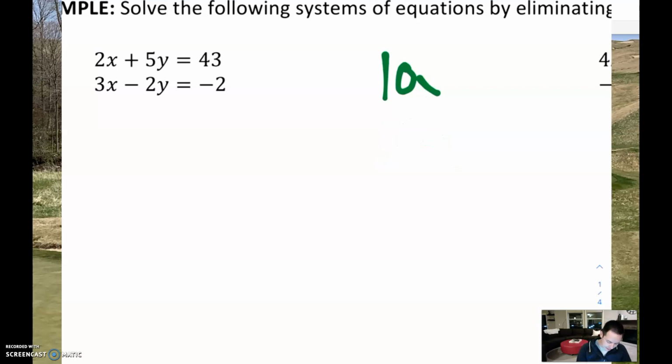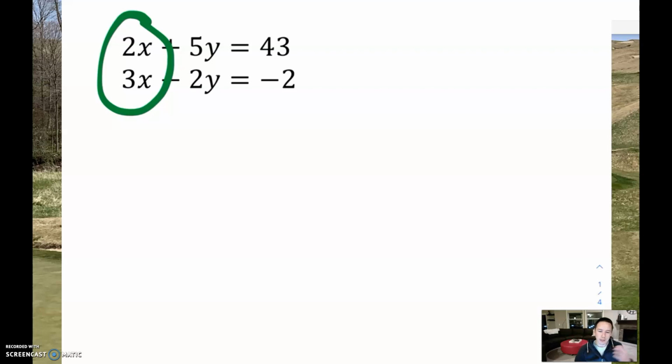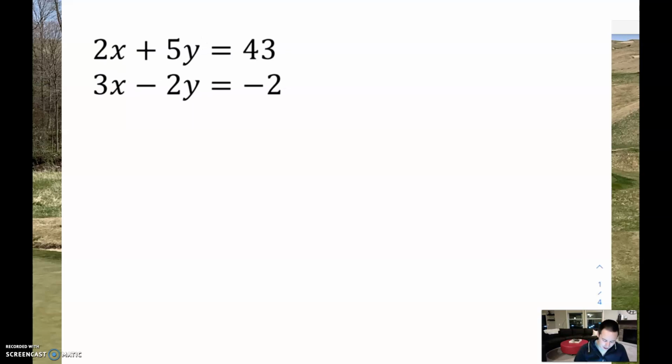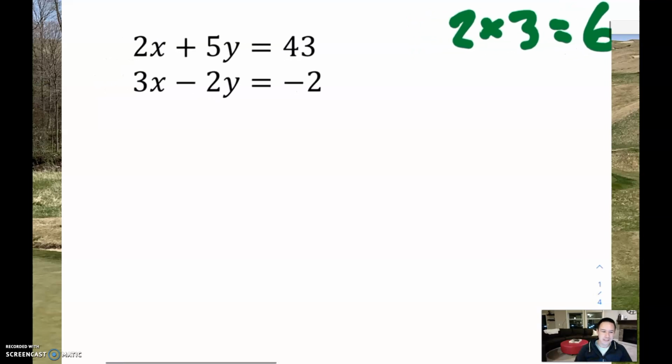So let's go ahead and look at the x variable first here. We see a 2x and a 3x. If you add those together, you get 5x. They're not going to eliminate. But what we can do is manipulate them and turn them into the same number. And you might be wondering, what number should I turn them into? That's the easy part. All we have to do is take 2 and multiply it by 3. And that tells us what number we can turn them into. I can turn them both into a 6. So let's go ahead and turn them both into a 6.